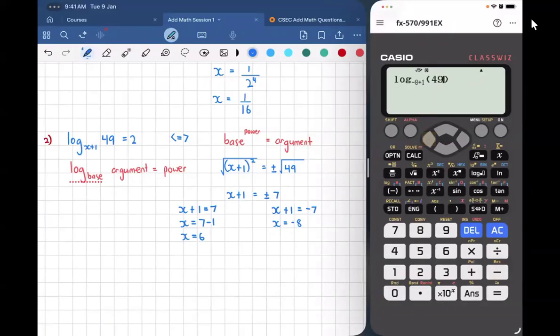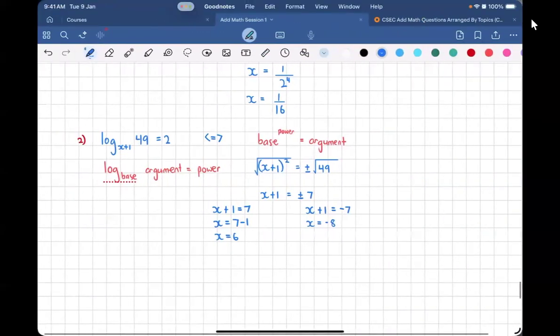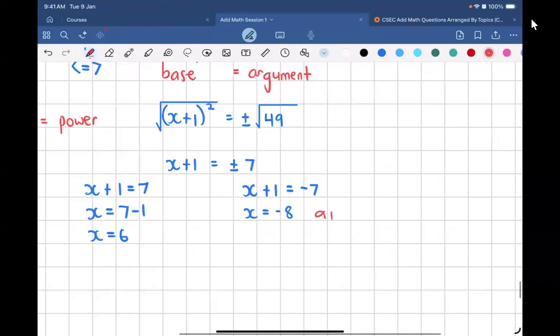If I use 6 instead of -8, it would work. Because again, 6 plus 1 is 7, and 7 squared is 49, which makes sense. Right? Cool. Let me just write down the reason here. So this would be invalid.